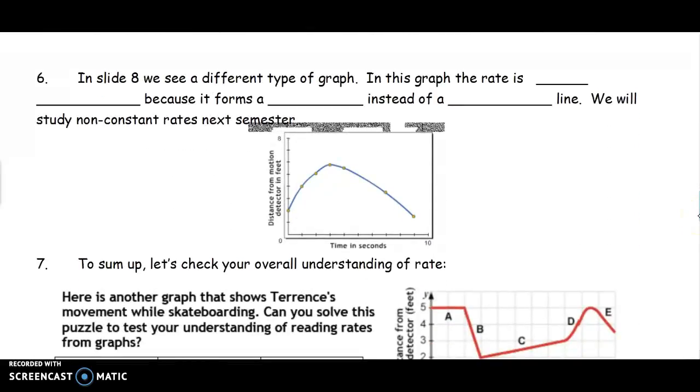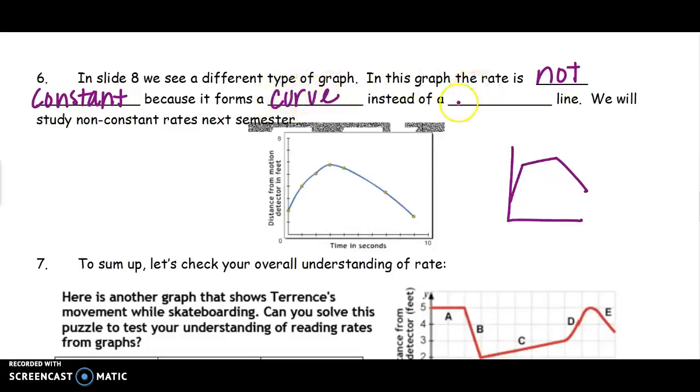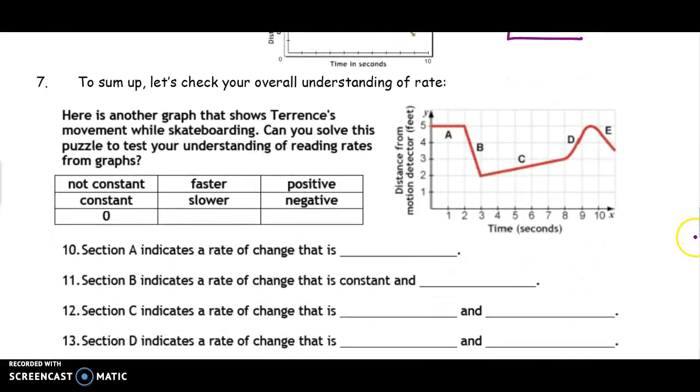This is a different type of graph that we are going to study next semester, but I wanted to show you the difference between a constant rate of change, where our graphs were always very sharp and straight lines. Notice this one has a little curve. This rate is not constant because it forms a curve instead of a straight line. Again, we're going to go over this next semester, but if in any graph you see a curve anywhere in the line, it is not a constant rate.